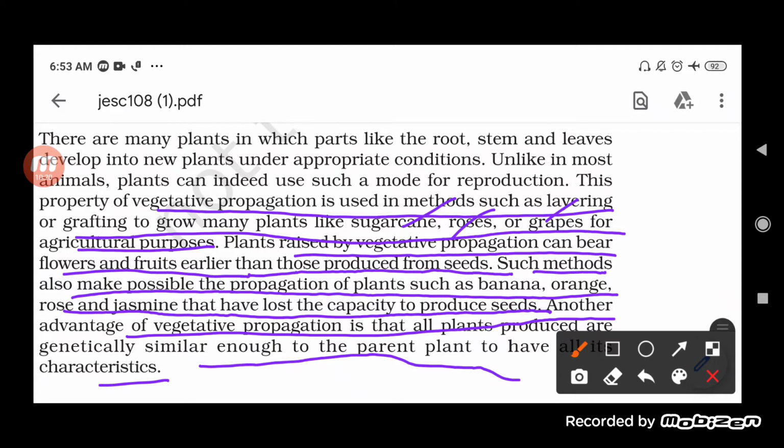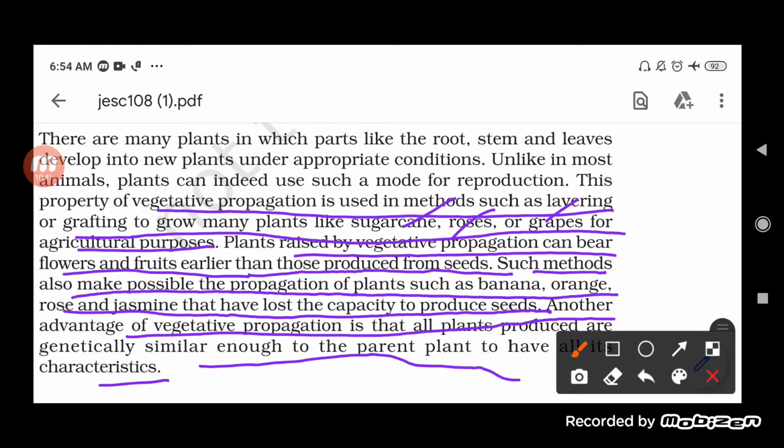There is another advantage of vegetative propagation, and that is all the plants produced with this process are similar, and they are similar enough to the parent to have all of its own characteristics.